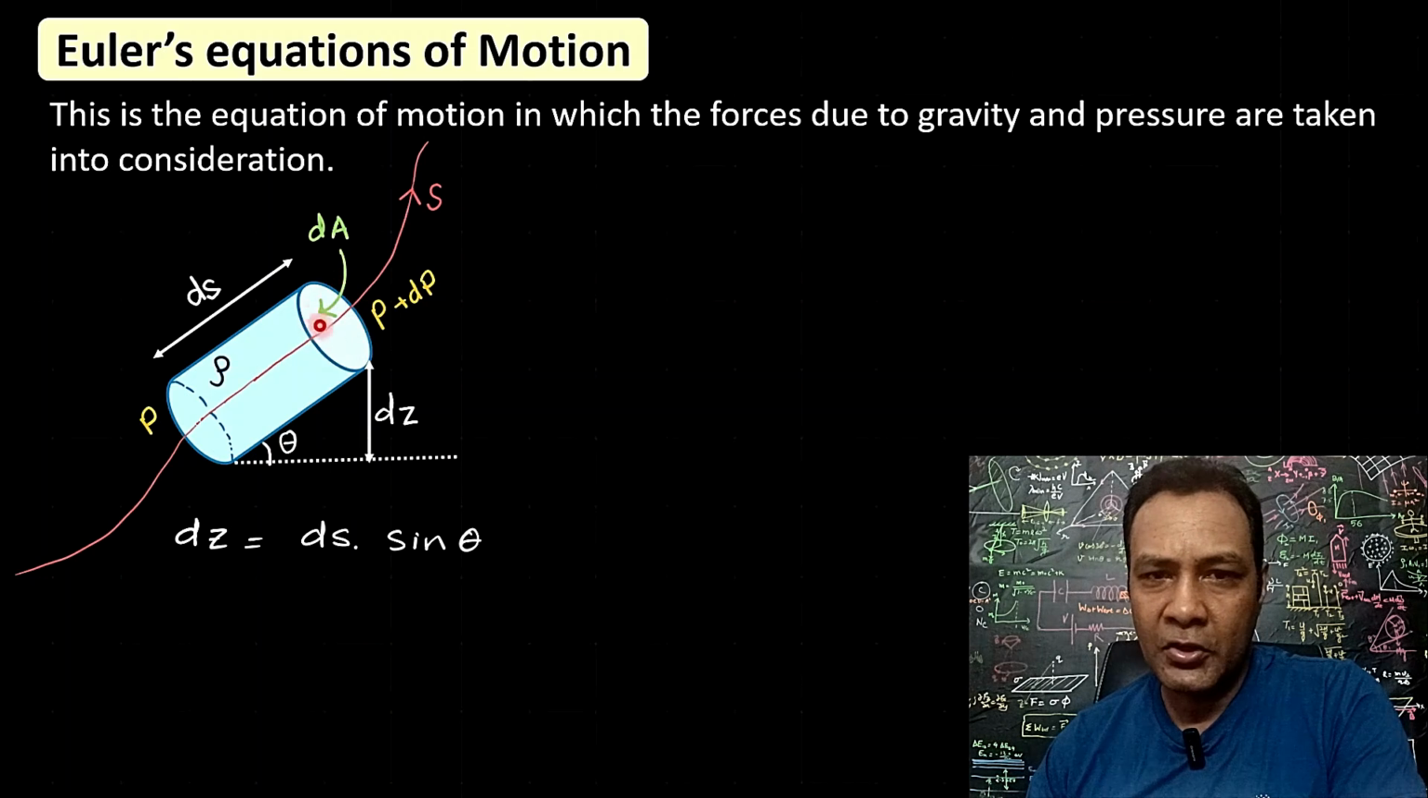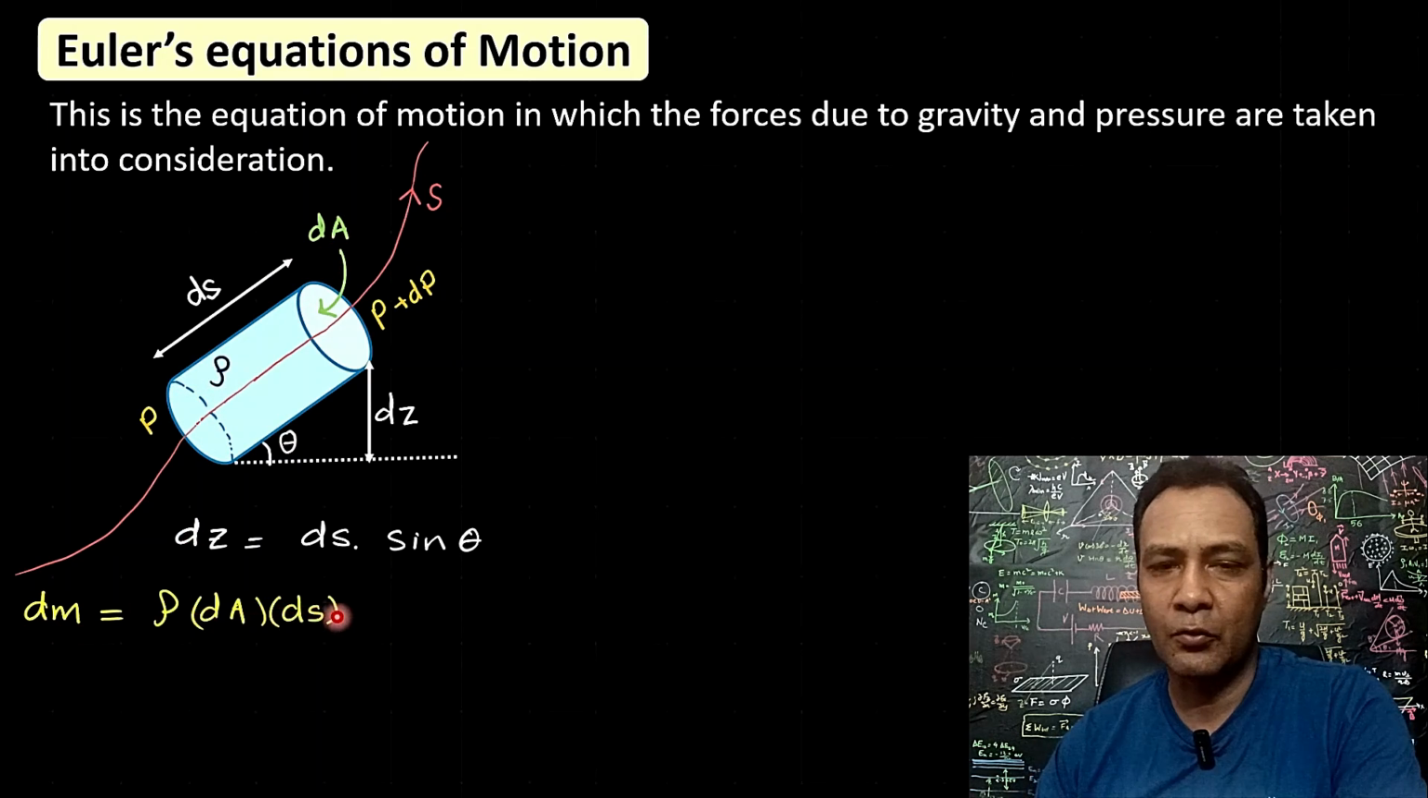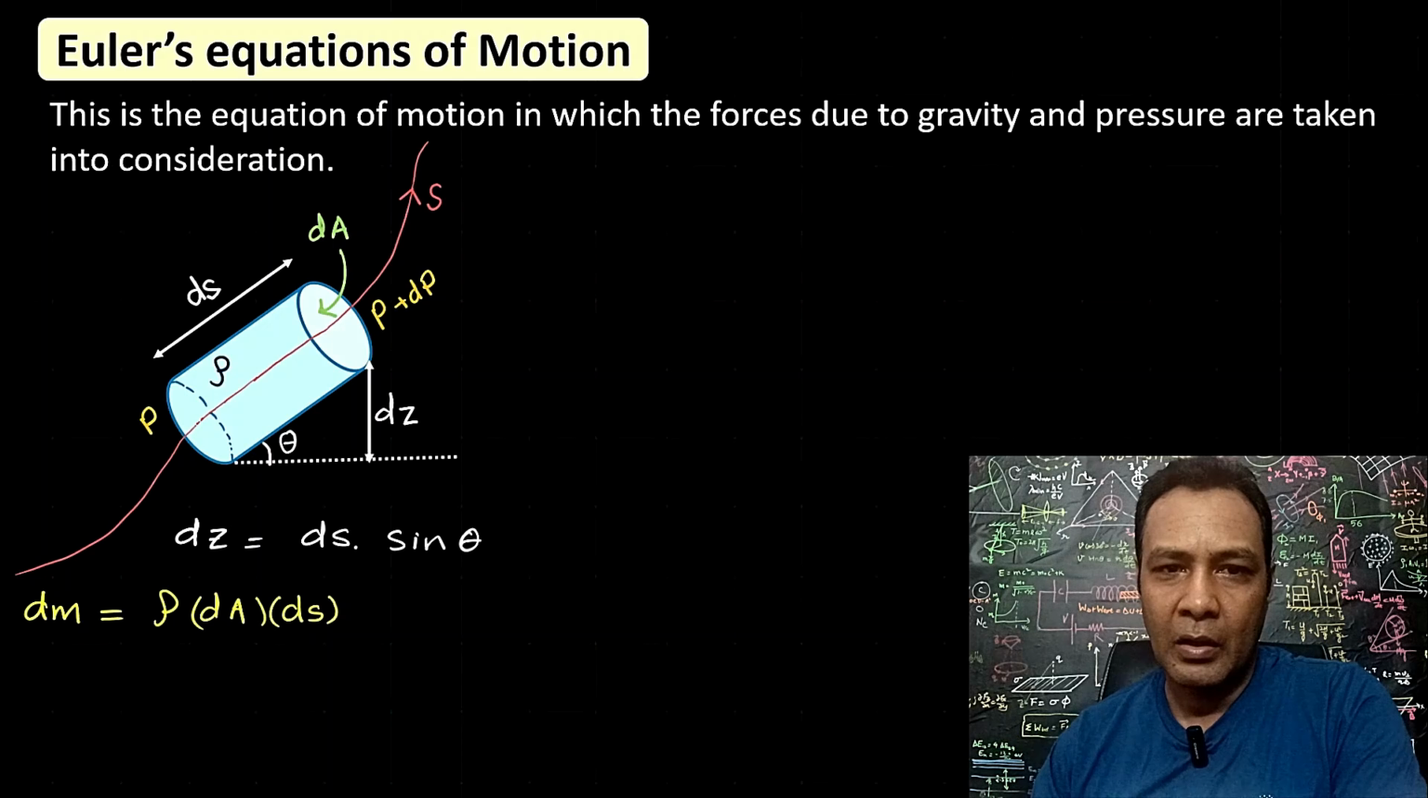And the area of cross section of the section shown is dA. So now the mass of this section, the volume of this part, is ds into dA, and density is rho, so the mass is rho dA into ds.